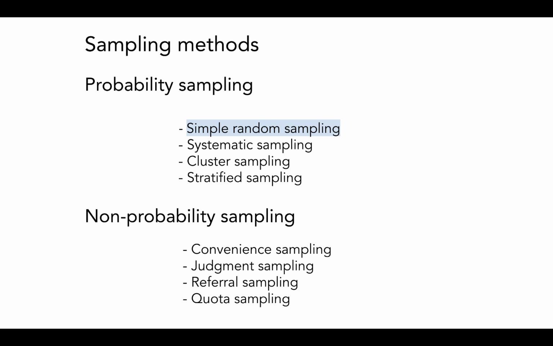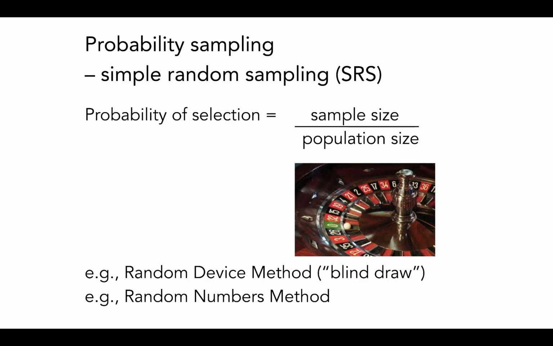Let's start with the first type of probability sampling method, simple random sampling. Simple random sampling is sometimes called SRS, and you can calculate the probability of selection for each unit by dividing the sample size by the population size. So in this way, probability of being selected is equal for all members of the population. It totally happens at random. So let's say, for example, you have a population of 100,000 people and a sample of 1,000 people, then 1,000 divided by 100,000 means that each unit has a 1% chance to be included in the sample.